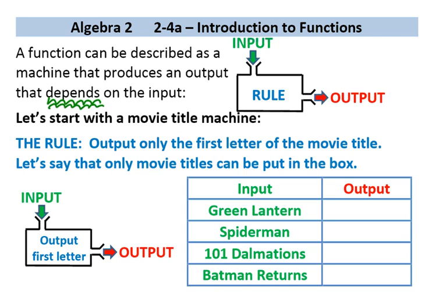So here is our input. We're going to input our title into the machine, and it's going to output only the first letter. If we put in Green Lantern, the first letter is G, so the output is G. Spider-Man is going to output S. 101 Dalmatians, what's in front? We don't know, so I can't output anything for that. Batman Returns, that's a B.